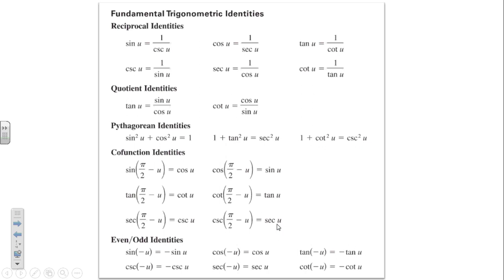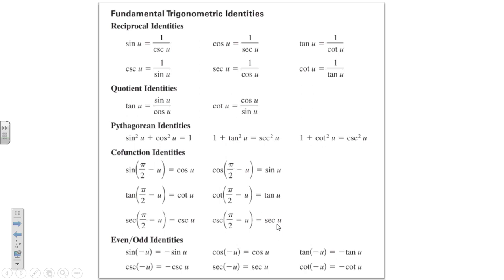So first of all, they're using a different angle measure instead of theta or beta or alpha or omega. They're using U for some reason. And they're saying that we should already know the reciprocal identities. You're comfortable and familiar with those, so I wouldn't write them down.